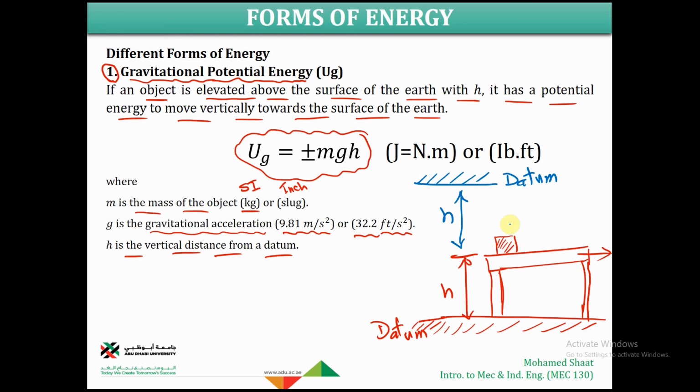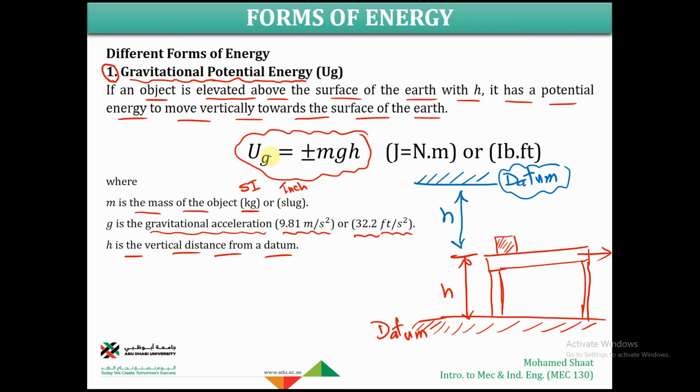So with respect to this reference, with respect to this datum, the object has a negative potential energy. Why? It is located below the datum. Why? Because if you remove the table, the object will not be moving towards the datum, this blue datum, but instead it's going to move in the opposite side. So that's why it should take a negative energy.